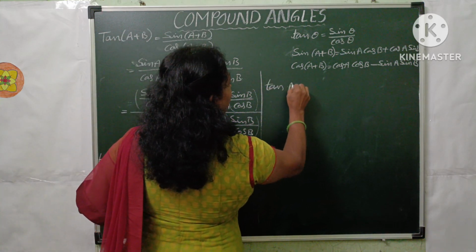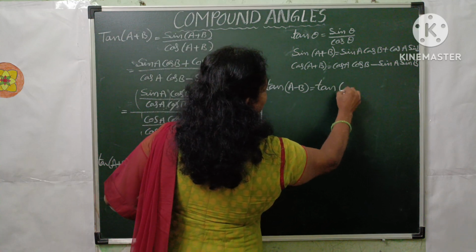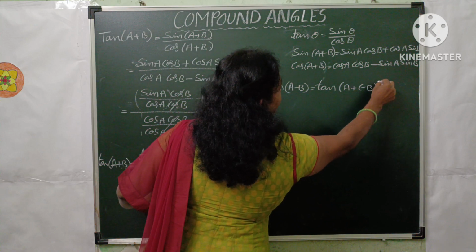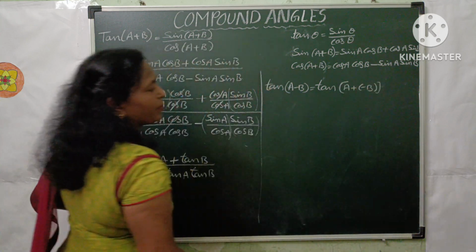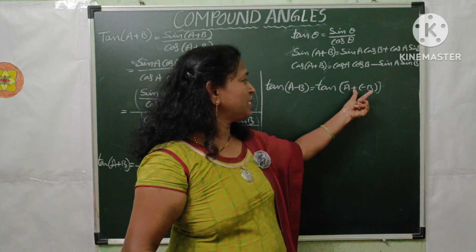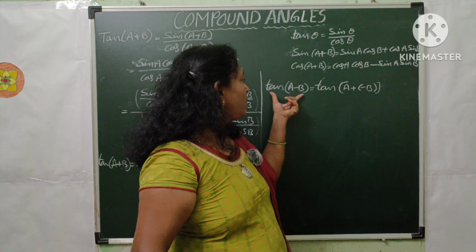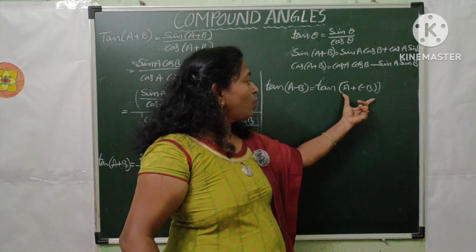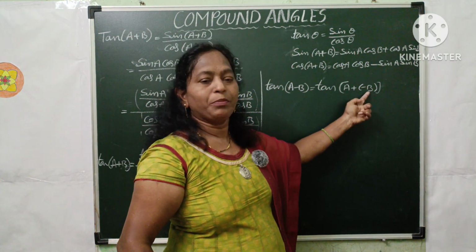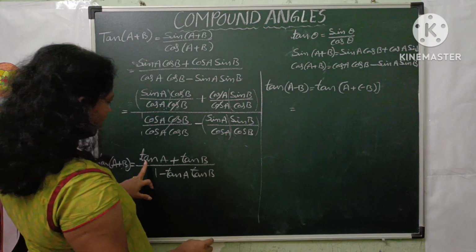Tan A minus B, we can write as tan of A plus of minus B. So simply, to find tan A minus B, we have to use the formula for tan A plus B, but replace B with minus B. That is a small change.